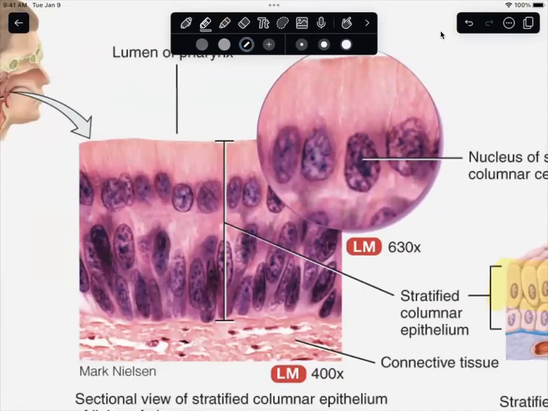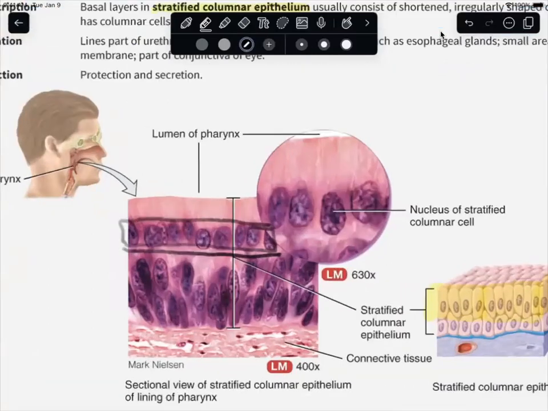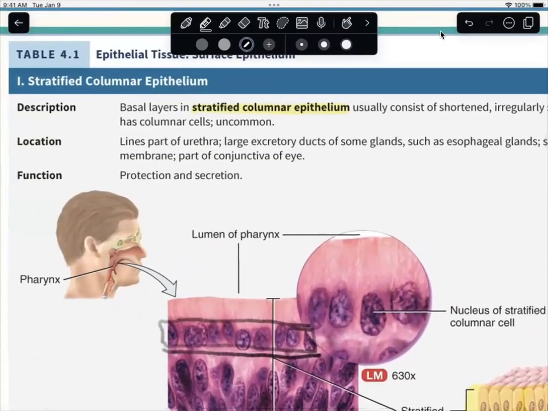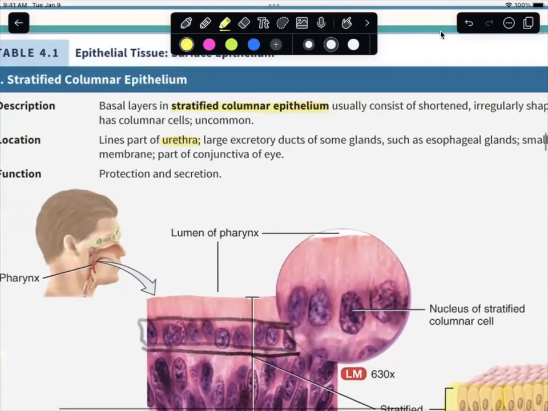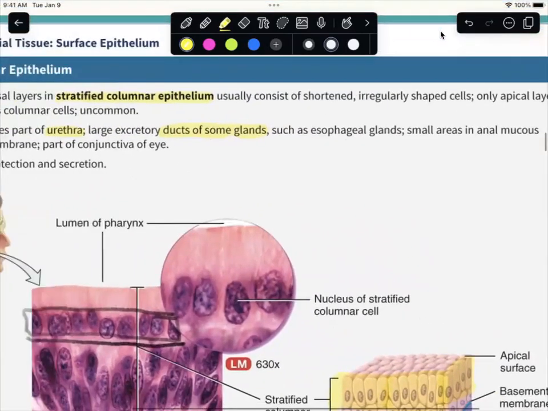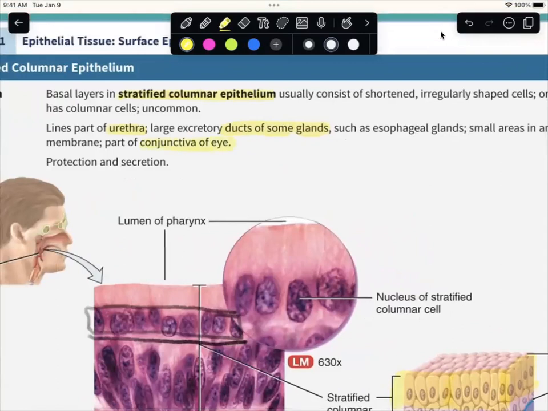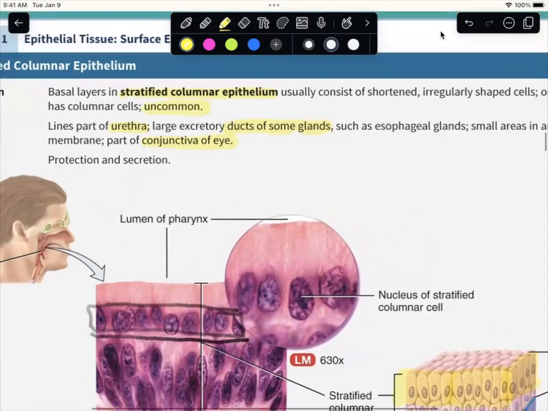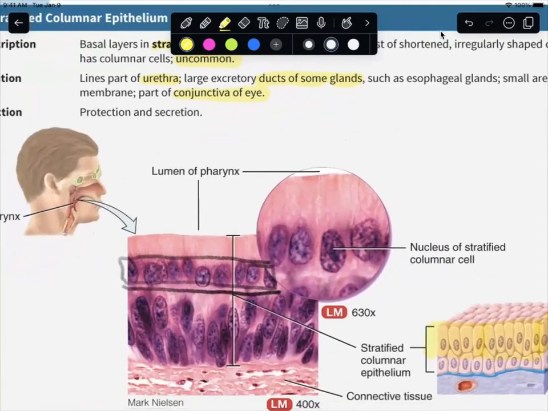You can kind of see where these 2 layers of cells divide off. And all of these nuclei, again, are lined up on that top layer at least. So you're going to see a full line of nuclei lined up. Well, it's not in other places. So part of the urethra, again, some glands, those ducts of glands, the conjunctiva of your eye. Again, it's pretty uncommon. So it's not one that you're going to have to identify for lab, but you kind of need to know it exists because it'll be mentioned again in anatomy too.